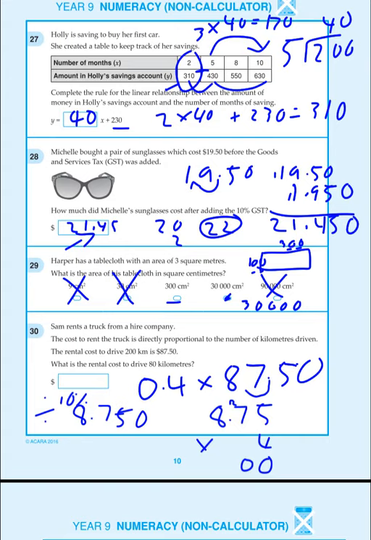So it's 4 times 8 is 32. 4 times 8 is 32 plus 3, 35. And remember that we're looking for something that was a little bit less than half, because 80 is a little bit less than half of 200. So we're looking for something that's a little bit less than half of 87.50. 35 is a bit less than 87.50.